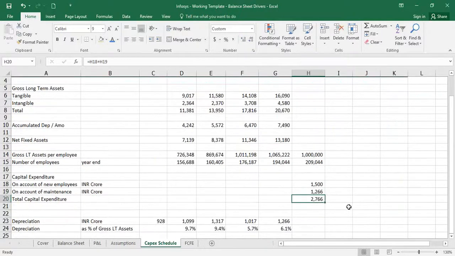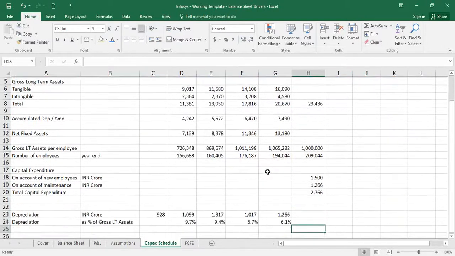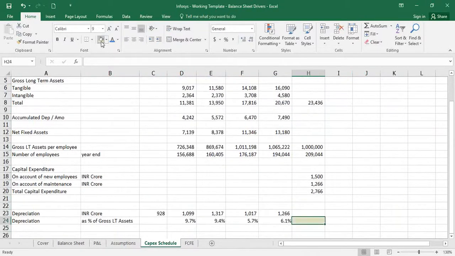That's 2766. What that means is my gross assets for this year would be last year's gross long-term assets plus the capex this year. So that's 23436, right? Can I make an assumption on the depreciation number? So what is the assumption here? This is the assumption here. Everything else is coming from other sheets.